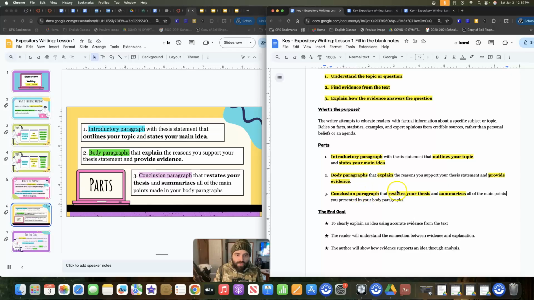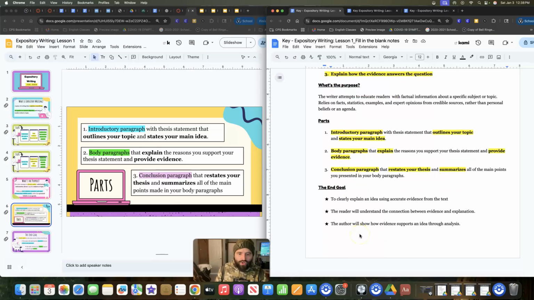And then finally, we have our conclusion paragraph, and conclusion paragraphs restate your thesis and summarize all of the main points you presented in your body paragraphs. And low key, they are the least important paragraph that you're going to be writing, and it's the last thing we're going to be working on, because I need everything else done first before you can even think about writing a conclusion paragraph.